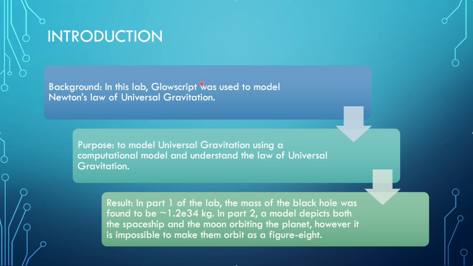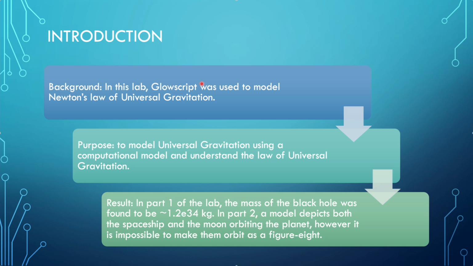So here's the introduction. For this lab, we used only Glowscript and we modeled Newton's law of universal gravitation. The purpose of this lab was to model the law of universal gravitation using computational models and to understand this law. In part one of the lab, we found the mass of the black hole to be 1.2 times 10 to the 34 kilograms.